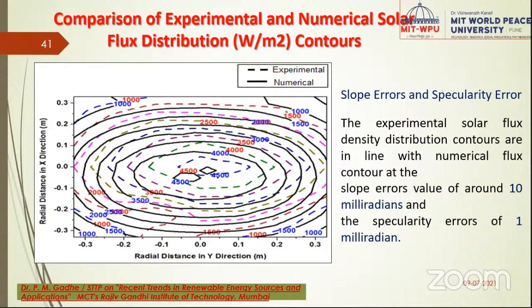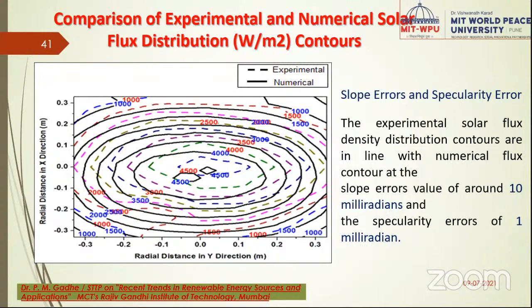So you make use of this to find out the optical errors associated with the system. We have formulated the method: initially you do the experimentation, then make use of the Soltrace software, then vary the optical errors in Soltrace, and where the results match, that will be your optical error. In this way, we can find out the optical errors for our system.